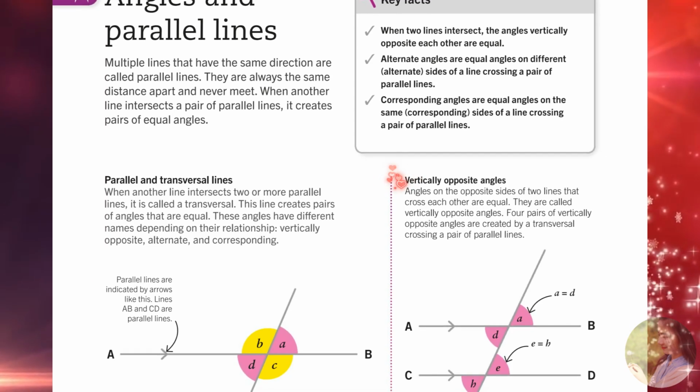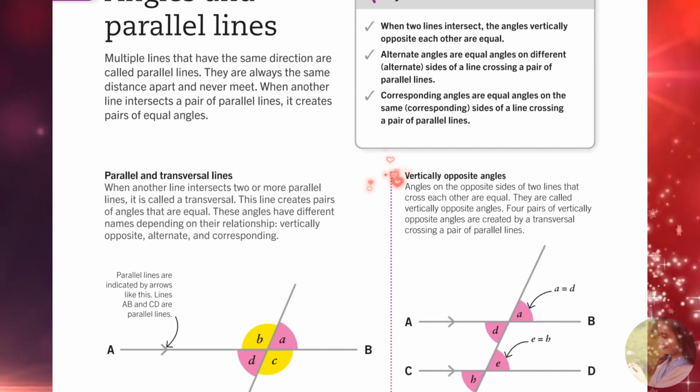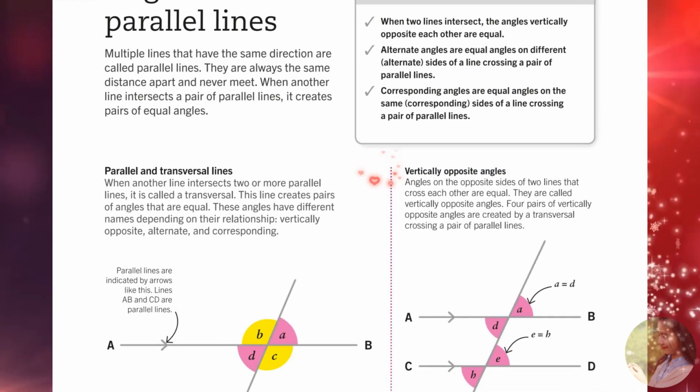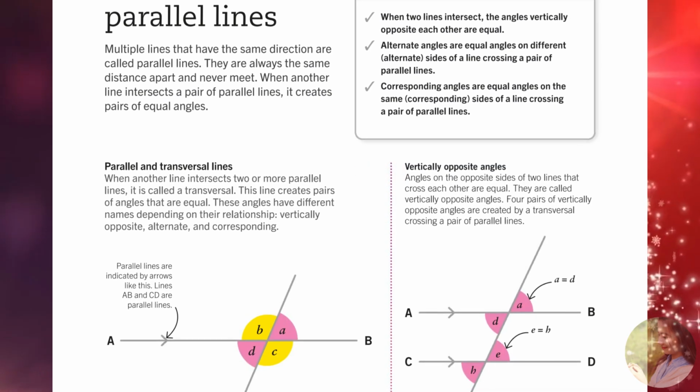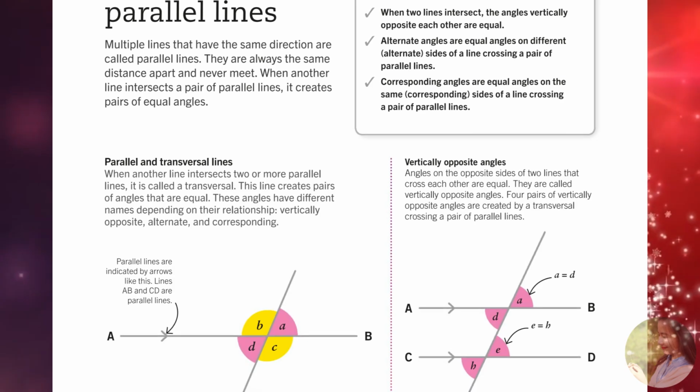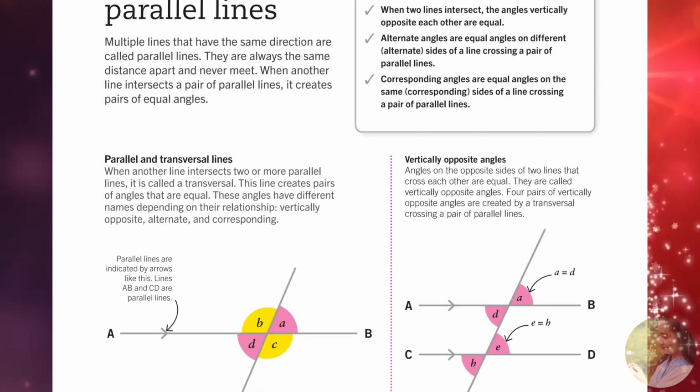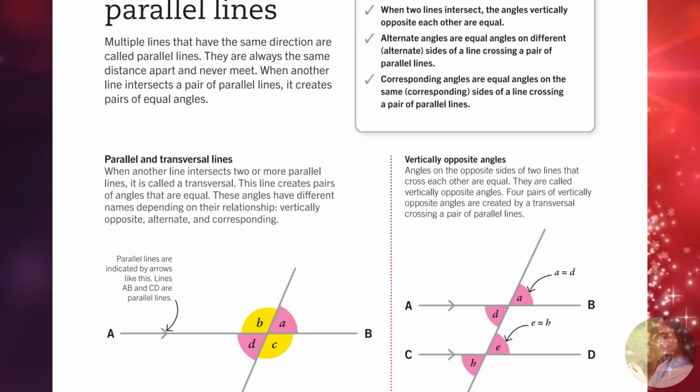Vertically opposite angles. Angles on the opposite sides of two lines that cross each other are equal. They are called vertically opposite angles. Four pairs of vertically opposite angles are created when a transversal crosses a pair of parallel lines.